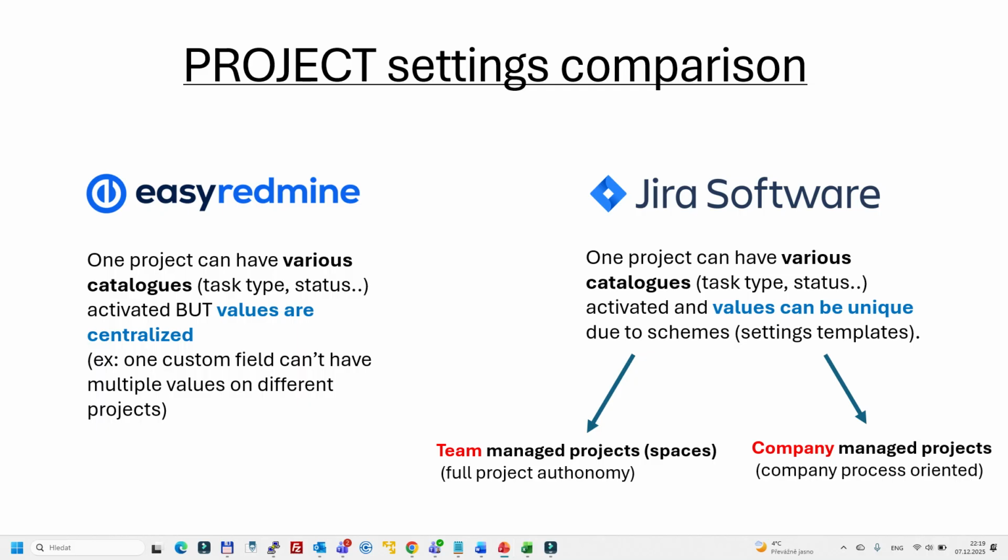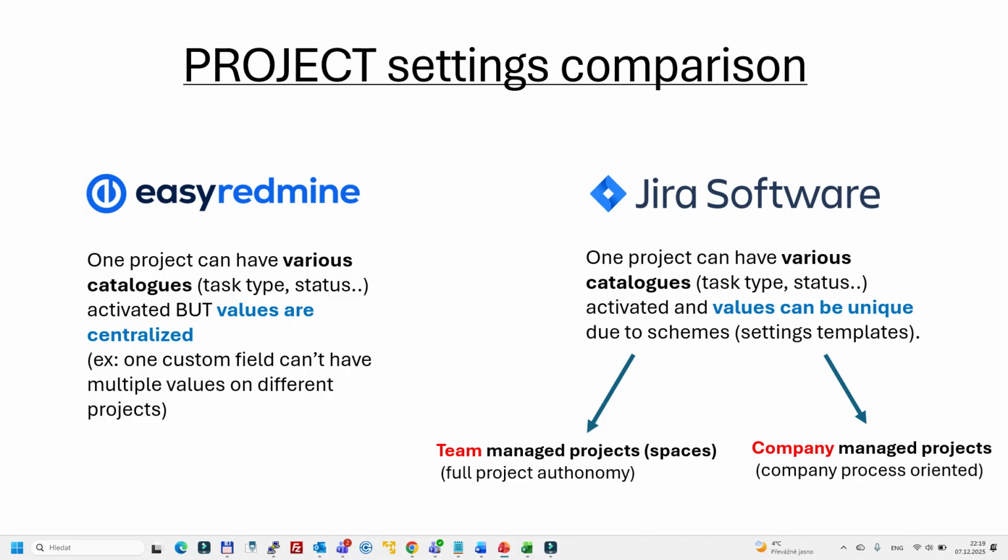On the other hand, in Jira, one project can have various catalogs too, like task types, statuses, and custom fields activated, but values can be unique due to the schemas. We will have a look at the schemas. What does it mean? In a second. Those are like settings of the templates, let's so call it.